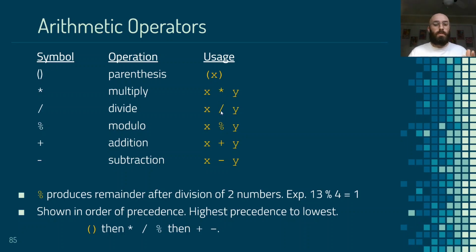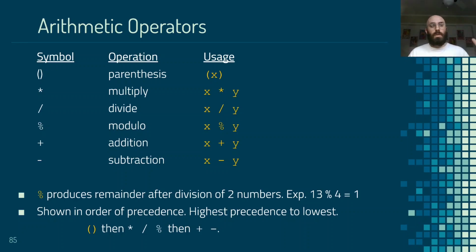For division, it's a /. And then there's this new operator here, modulo, which is used a lot in programming, but isn't really talked about classically in a lot of math classes. And so what modulo does is it essentially gives you the remainder of a division operation, right?